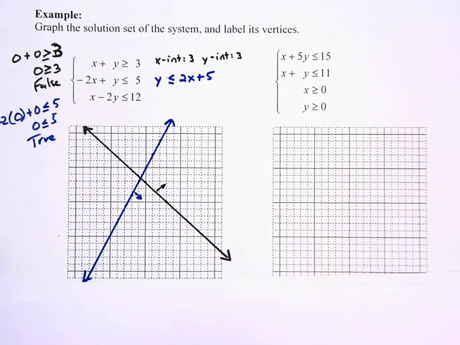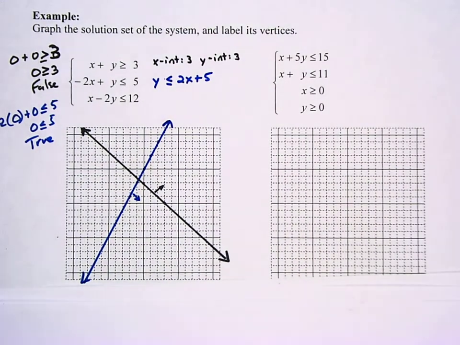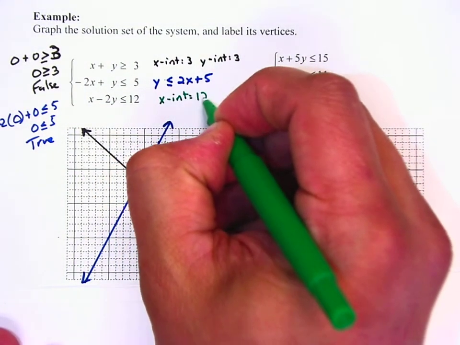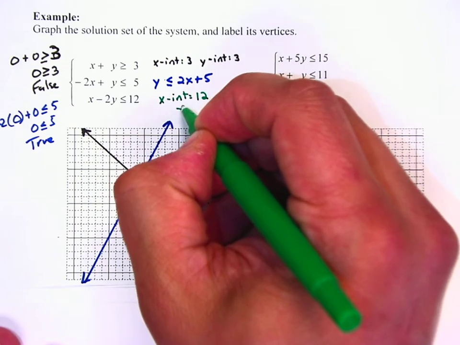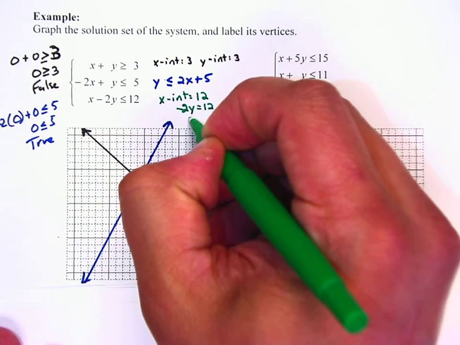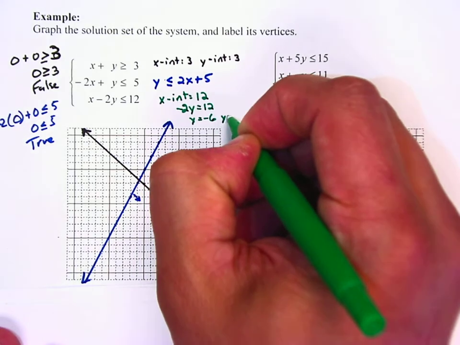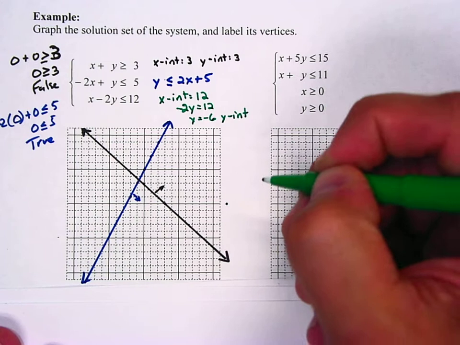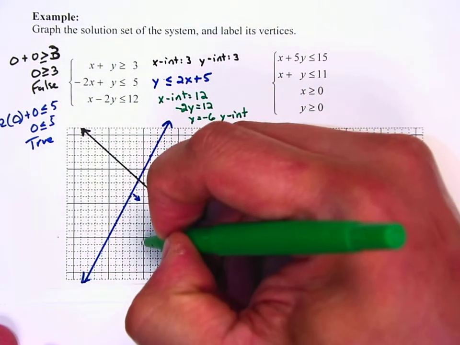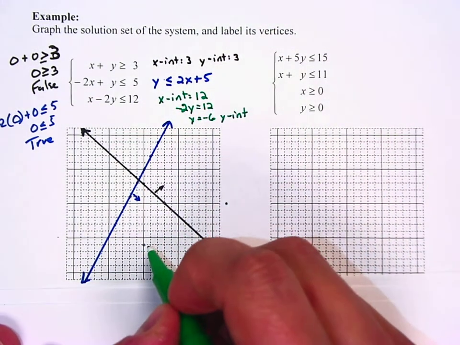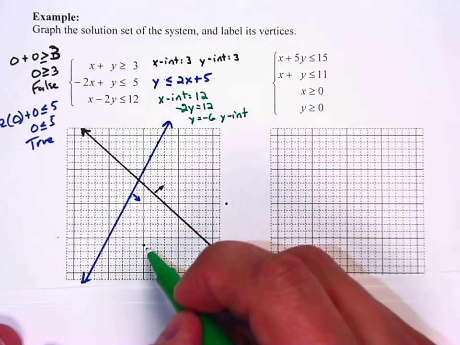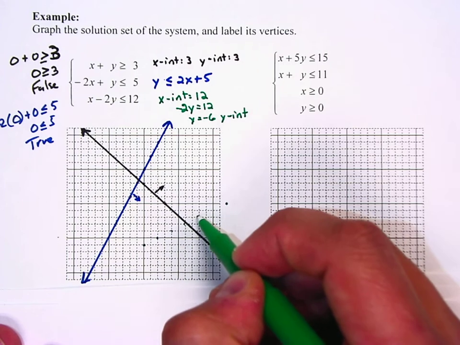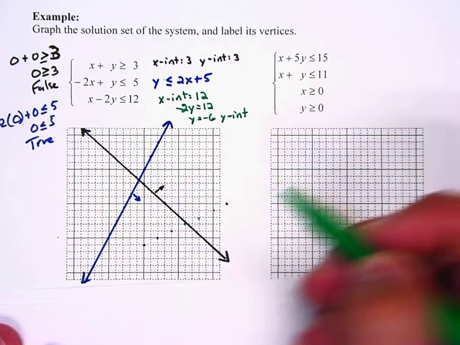But let's finish up with the third inequality. I can figure out the x-intercept here, which is going to be 12. I can figure out negative 2y equals 12, so y equals negative 6. That's our y-intercept. So 12 is out here for the x-intercept. Negative 6 is the y-intercept. And if I wanted to, I could do some math and say that 1 over 2 is my slope. Hopefully those run into each other, which they do.